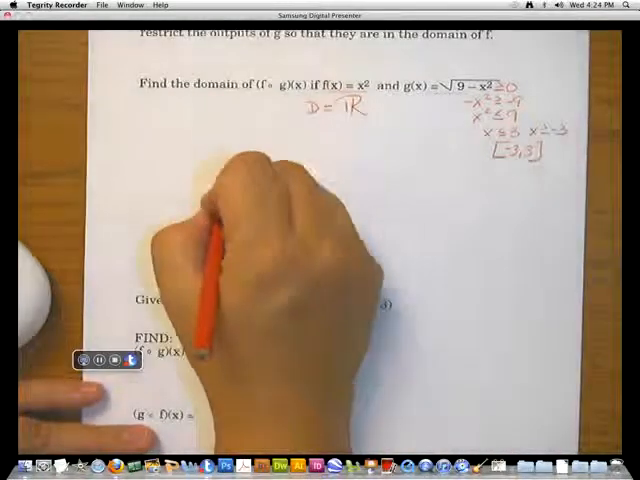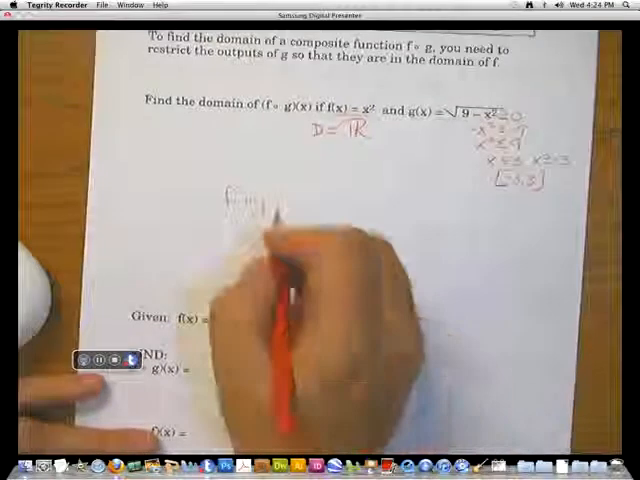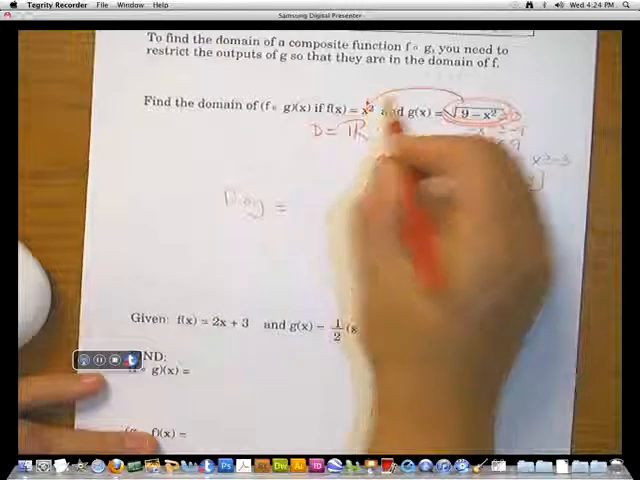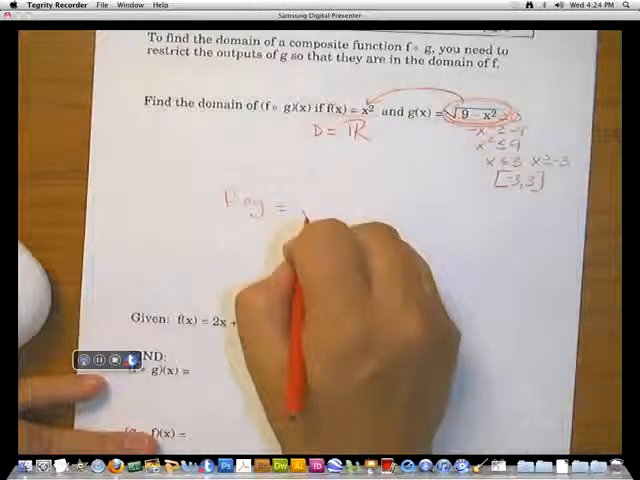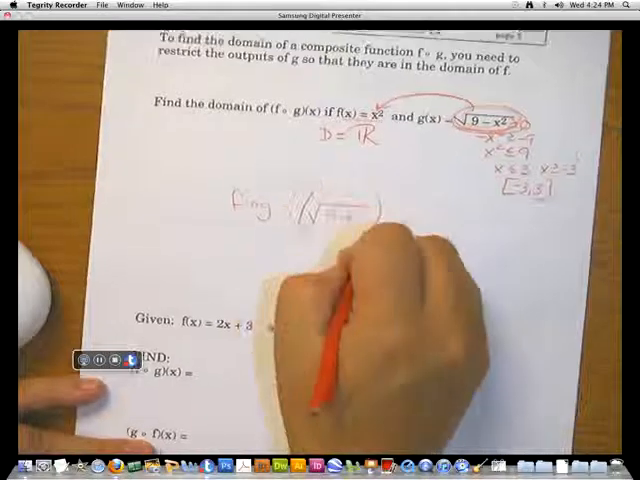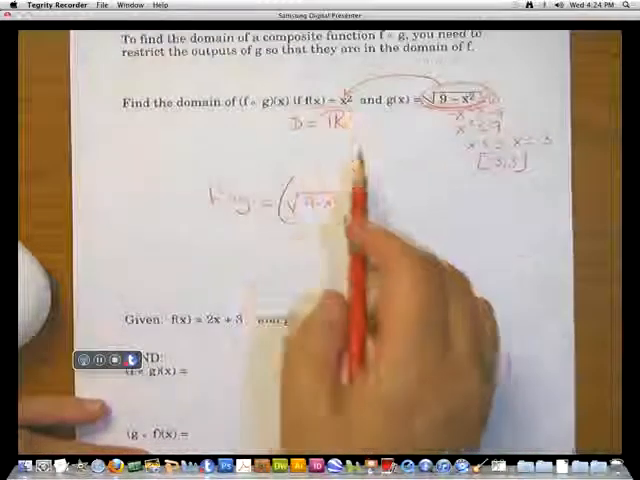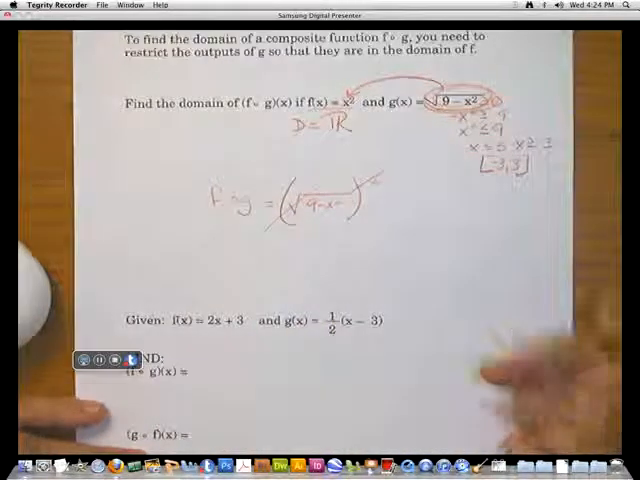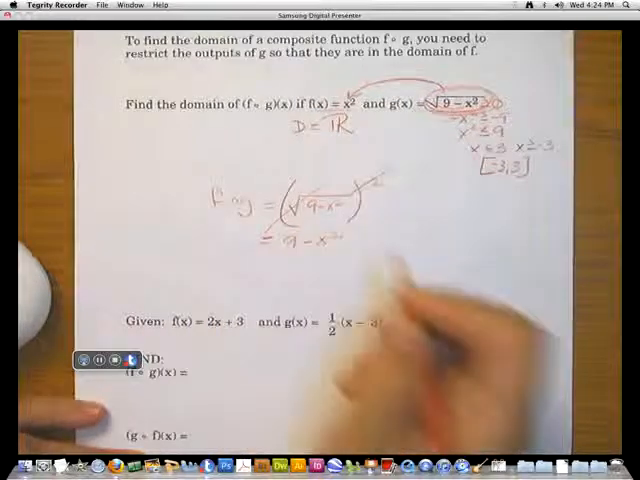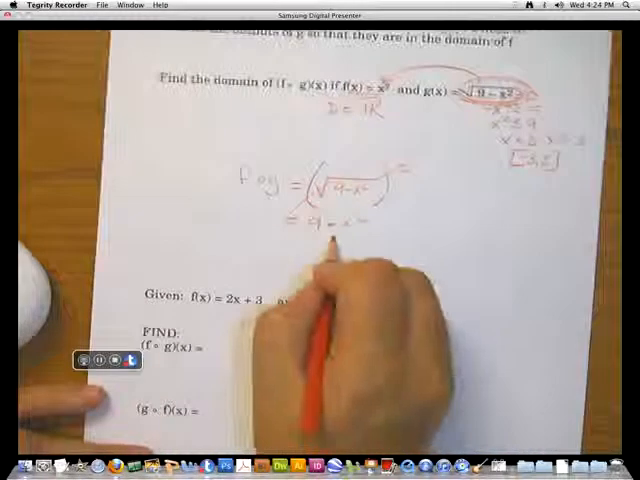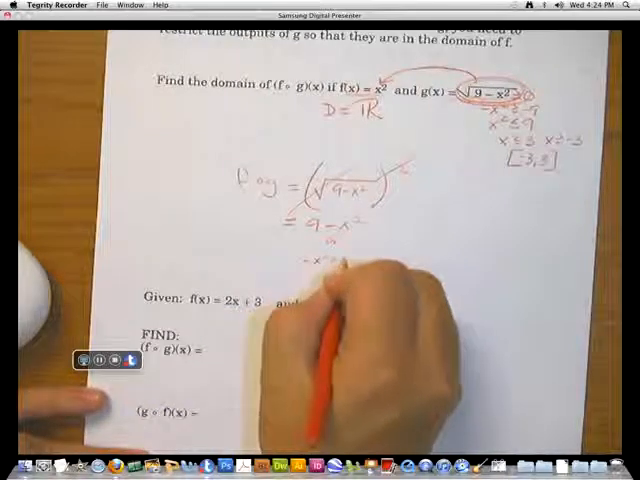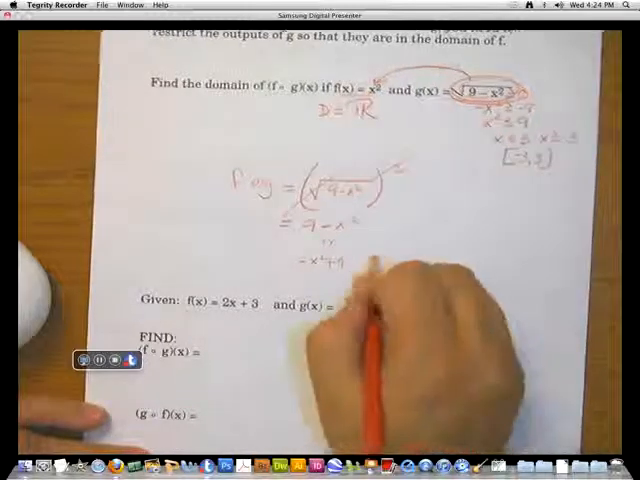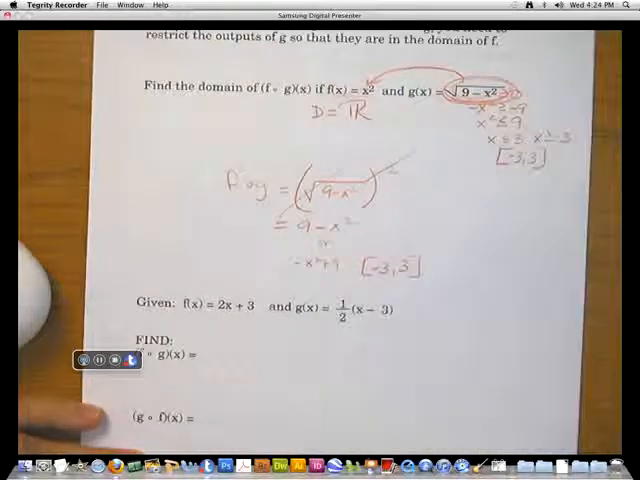So when I do f of g, and I put the g equation into the f equation, so the square root of 9 minus x squared, because that's what I'm putting into my f equation. Well, a square and a square root cancel each other out, and it leaves 9 minus x squared. Or if you want to rewrite it, you get negative x squared plus 9, as long as the domain has a restriction of negative 3 to 3.